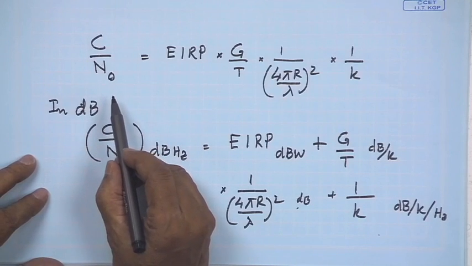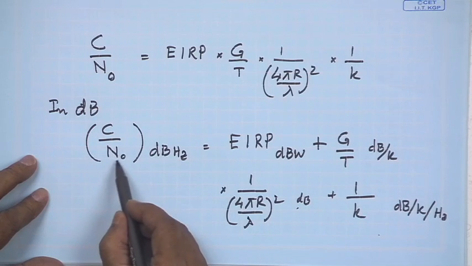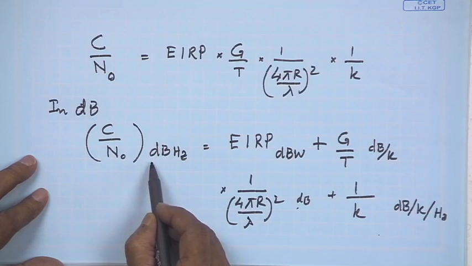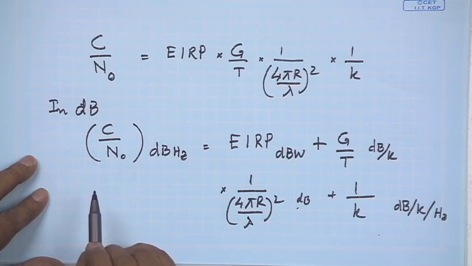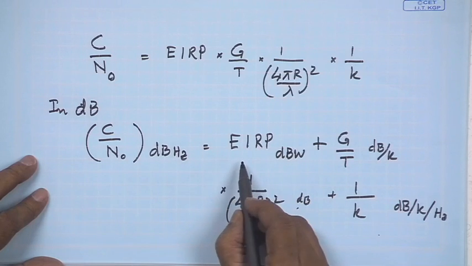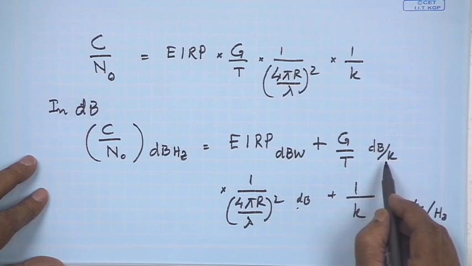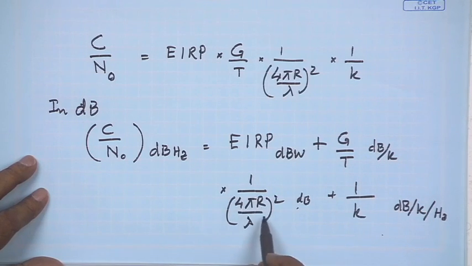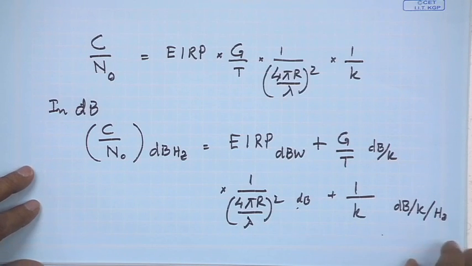Let us go to our expression. Our expression last time, if you recollect, it was like this: in dB terms C by N naught, since we have made it noise power density, so the unit will be dB hertz, not simply dB. It was not simply a ratio of two powers, it is dB hertz now. That is expressed in dB as EIRP, which is dBW, G by T, which is dB per K, and then 1 by path loss, which is 4 pi r by lambda whole square, which is in dB, and of course the Boltzmann constant K, that is 1 by K, dB per K per hertz.